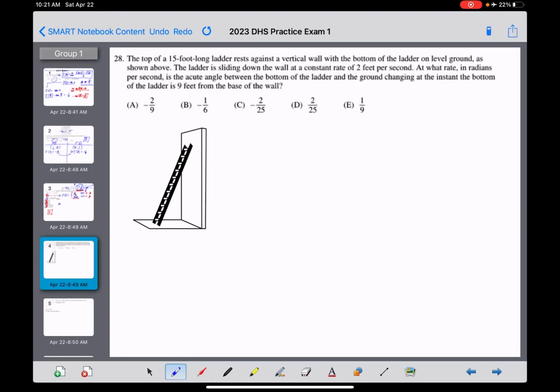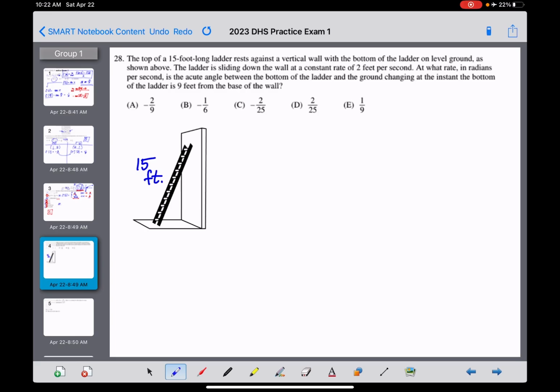All right, in number 28, we see a ladder leaning up against a wall, and I think I know immediately without reading any further, this is probably a related rate problem. So we've got a 15-foot long ladder. Now, it's important, guys, to realize that distance then is fixed. The length of the ladder does not change, so we can put a constant right there and not a variable.